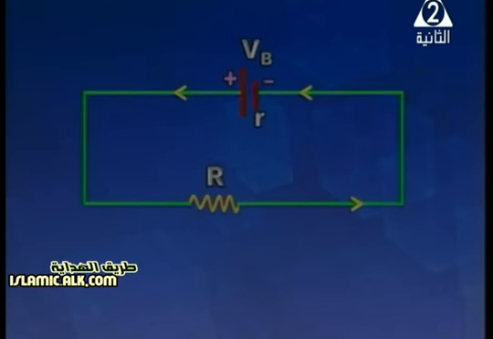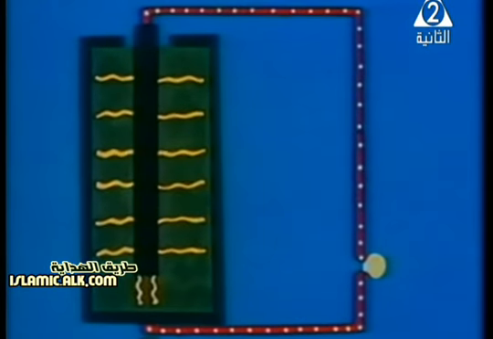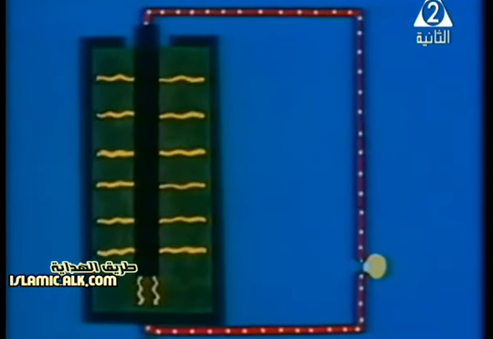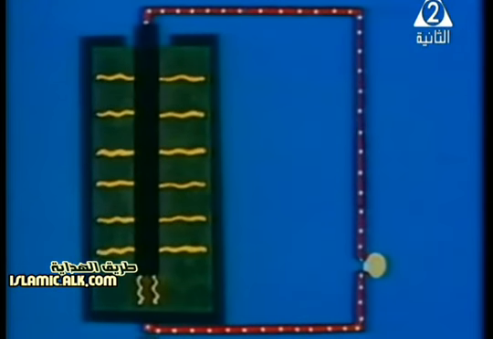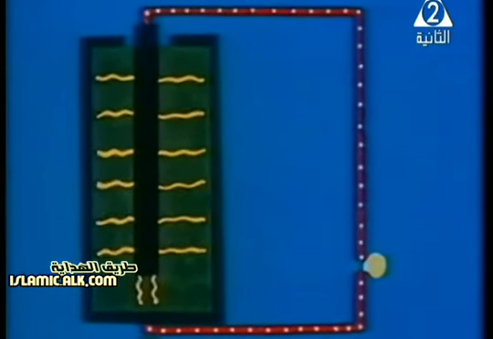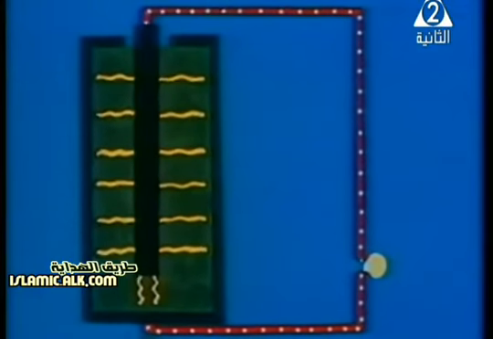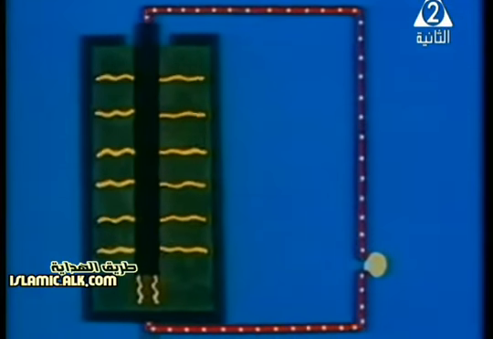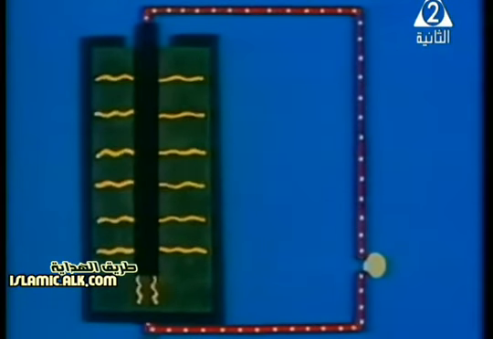And what about the direction of the current? Talking about the conventional direction, it is the flow of positive charges from the positive terminal to the negative terminal outside the cell. This was about the conventional direction of the electric current. It is from the positive terminal to the negative one outside the cell.